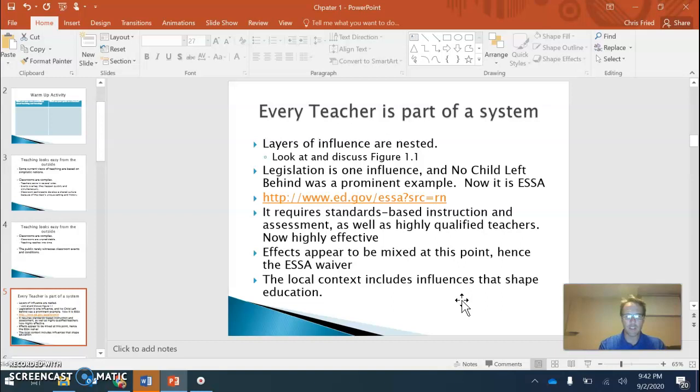Every teacher is part of a system. Whatever that system might look like, there are lots of components to that system. Again, look through this information. Click on this website here. Last I checked, it worked a couple weeks ago. It covers ESSA, the Every Student Succeeds Act, which is the change from No Child Left Behind. It talks about standards-based instruction, waivers, and certain legislation.